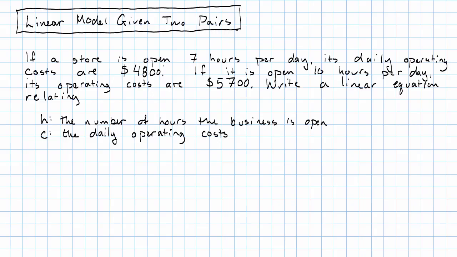But if it's open 10 hours per day, its operating costs are $5,700. We're asked to write a linear equation relating h, the number of hours that the business is open, and c, the business's daily operating costs.